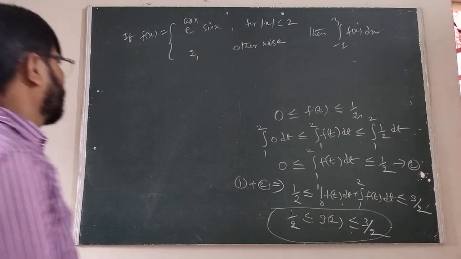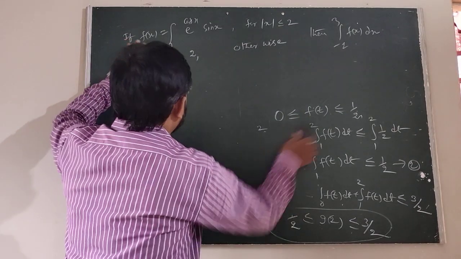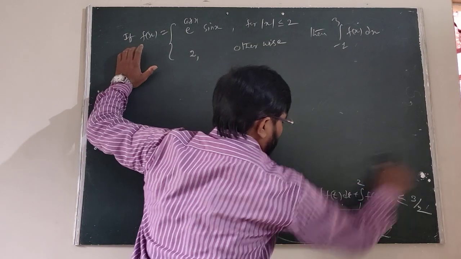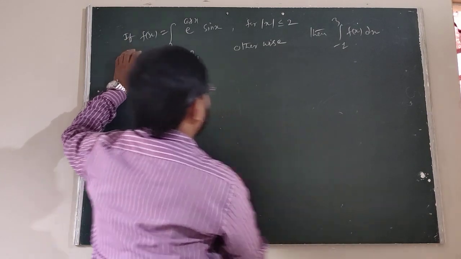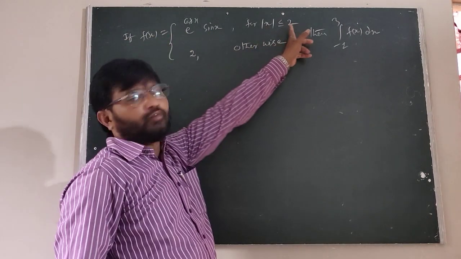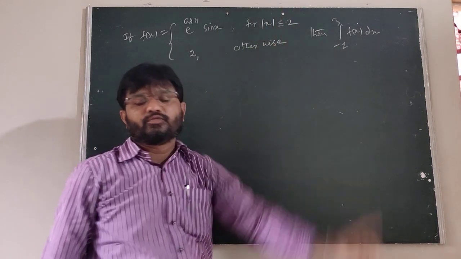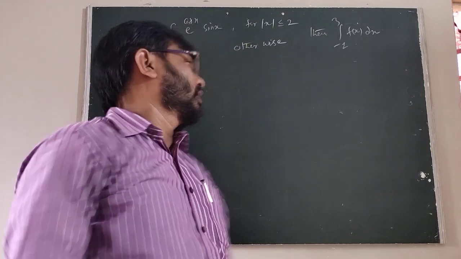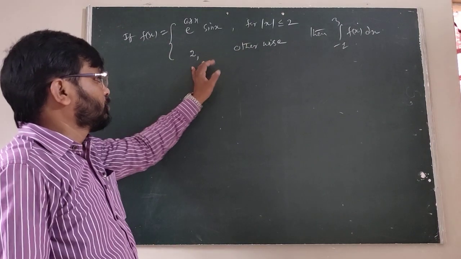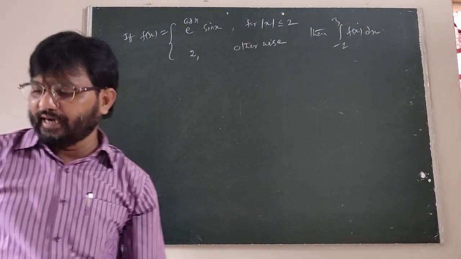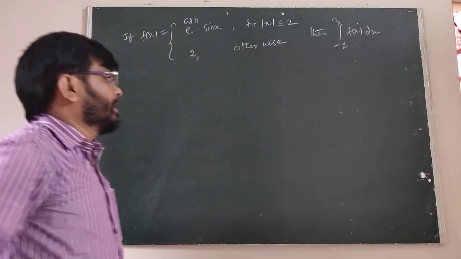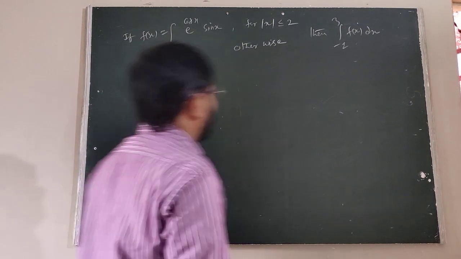Now another one. If f of x equals e power cos x into sin x for mod x less than or equal to 2, that means x lies between minus 2 to 2, and otherwise it is 0. Now we have to find the integral from minus 2 to 3 of f of x dx.